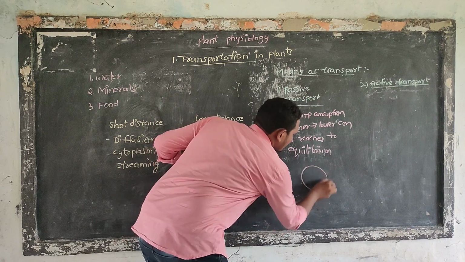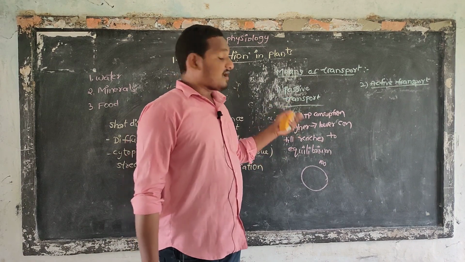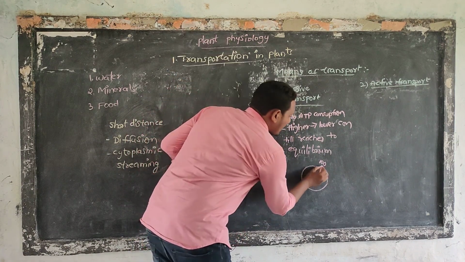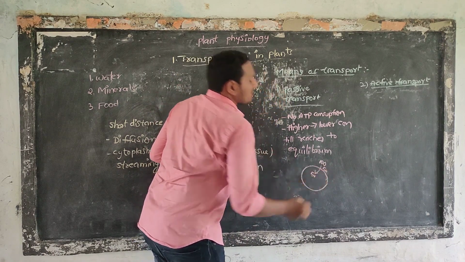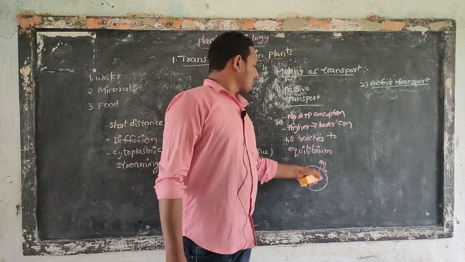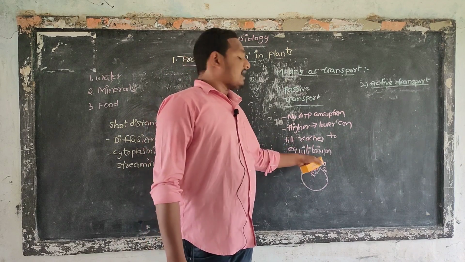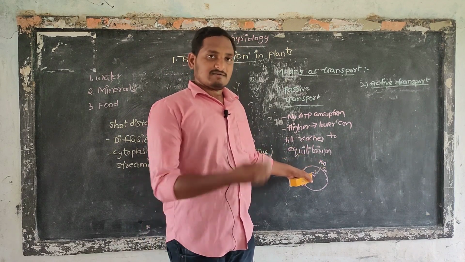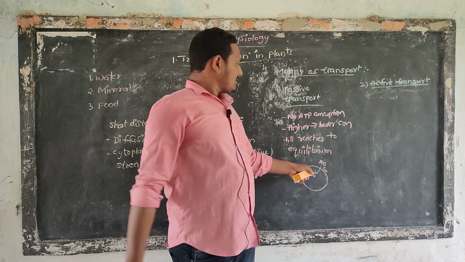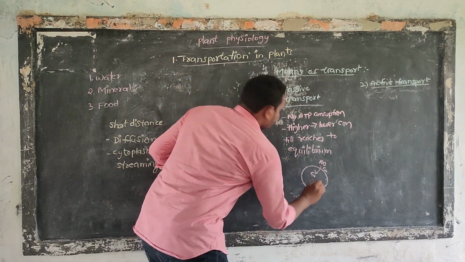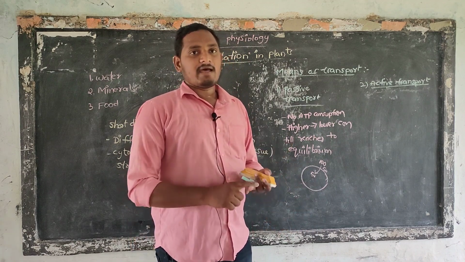For example, this is the cell. Outside, 100 molecules are present and want to come into the cell. Out of 100 molecules, 50 come in and 50 remain outside. So it is 50-50 distribution, 50% outside and 50% inside the plasma membrane. That is equilibrium. Next, passive transport is not sensitive to temperature and inhibitors.